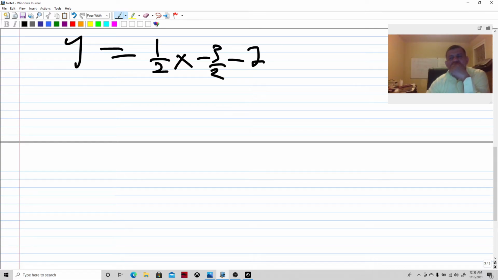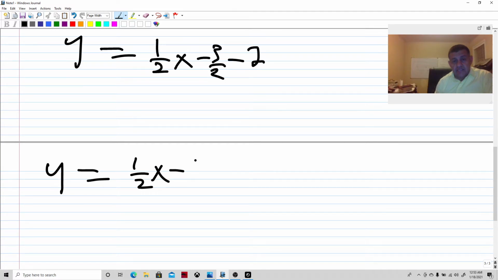Yeah, I mean, you can do it either way. You can actually find the common denominator right here. So y equals, the common denominator is what? The common denominator for that is actually 2. So we'll do 1/2 x minus 3/2 over 2 minus, when you find the common denominator, the negative 2 becomes a 4, right?